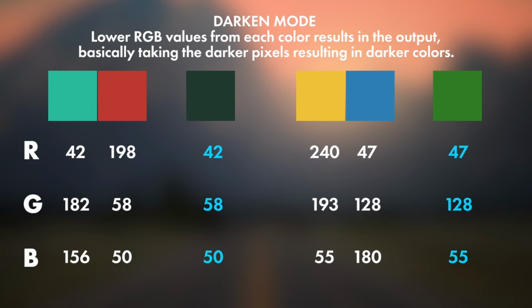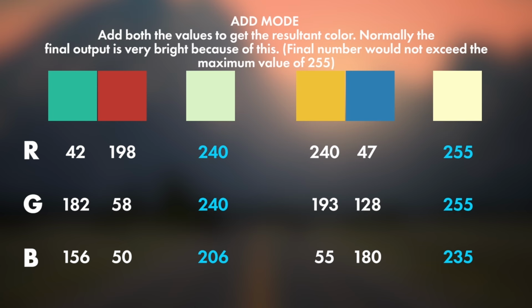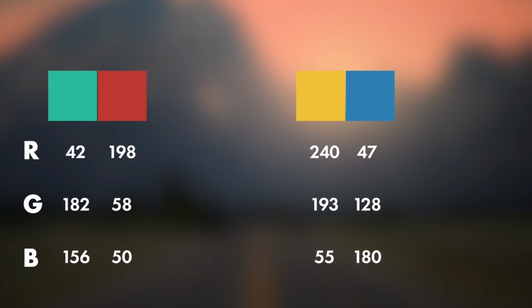The results for the darken mode are a bit similar. Instead of higher values, the results are derived from the lower RGB values. Final output being darker colors. Now to the add mode. Basically, as the name suggests, just need to add both the values, resultant being a very bright color. Note that the final value should not exceed the maximum RGB value of 255.